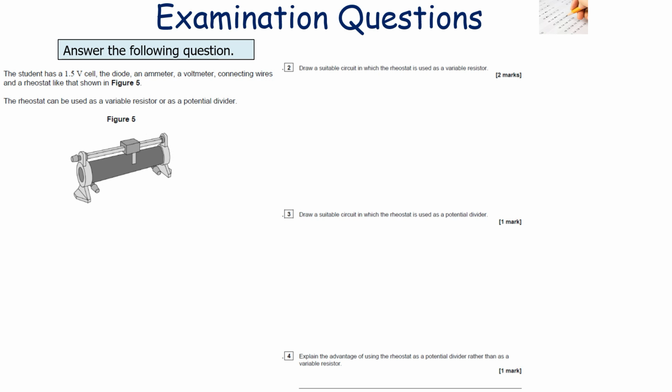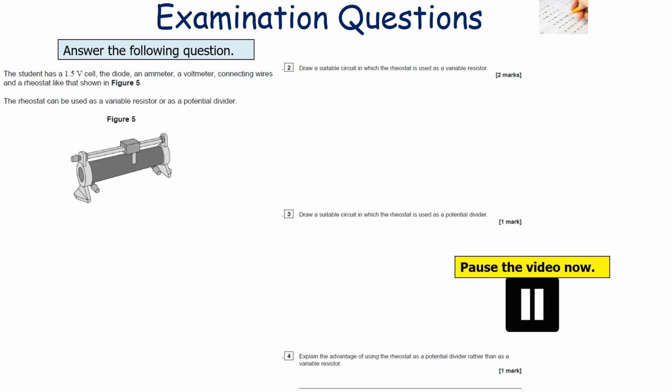Right, our next question shows us that a student has a 1.5 volt cell, a diode, an ammeter, a voltmeter, connecting wires, and a rheostat. Now a rheostat can be used as either a variable resistor or as a potential divider. So show your circuit where the rheostat is used as a variable resistor, then draw a suitable circuit to show your rheostat as a potential divider, then explain the advantage of using a rheostat as a potential divider rather than a variable resistor. So pause the video now, then unpause the video when you want to go through your answer.